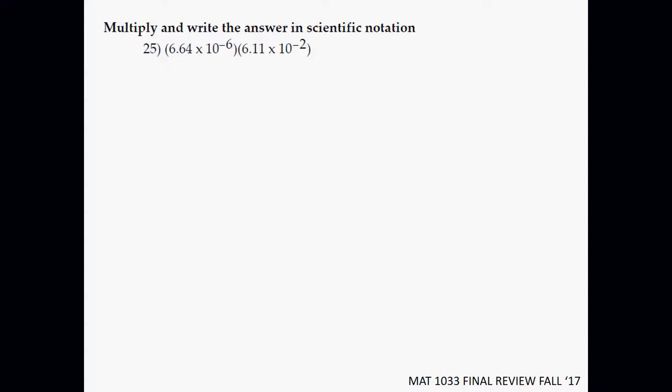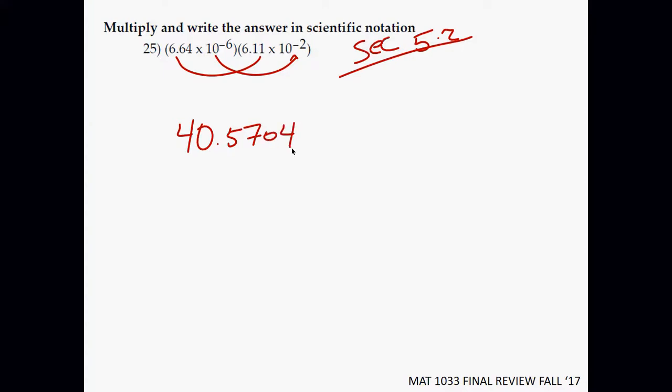We have to multiply and write the answer in scientific notation. This is from section 5.2. As we agreed before, if we do multiplication, we multiply the numbers and 10 to the power negative 6 times 10 to the power negative 2. If we do 6.64 times 6.11, the answer will be 40.5704 times 10. We have negative 2 plus negative 6, which will be negative 8. I need to move the decimal one place to the left. That means I have to add 1 to the power. So you will end up with 4.05704 times 10 to the power of negative 7.